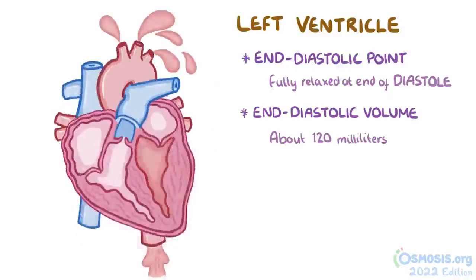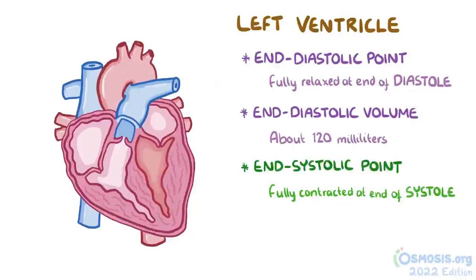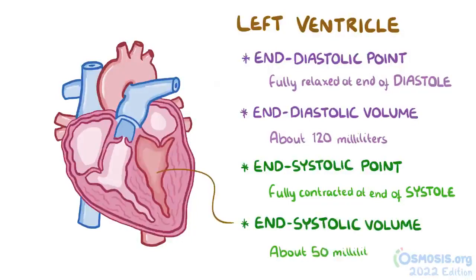Then, the left ventricle contracts, forcing blood through the aorta and into the whole arterial system. After that is another moment when the left ventricle is fully contracted. This occurs at the end of contraction, or systole, also called the end systolic point, and the volume of blood within the left ventricle is called the end systolic volume, and it's about 50 milliliters.